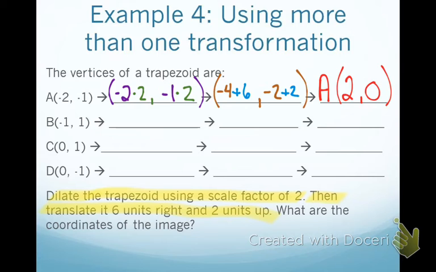Okay. All right. I want you to do B. Okay, so -1 times 2 is what? -2. And then 1 times 2 is? 2. Okay. Now, what am I going to add to -2? 6. And the reason I add 6 is because I'm going 6 units right. If it said 3 units to the left, then I would subtract 3. All right. And then 2 plus 2. So what's point B? 4, 4.